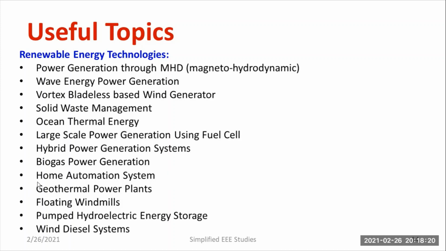That's also very important. Then home automation system, geothermal power plant, where it is available. You can get the details. How does it operate? All the things matter a lot. Similarly, floating windmills. What is the specialty of floating windmills? Then pumped hydroelectric storage system, wind diesel power station. All the things matter a lot.